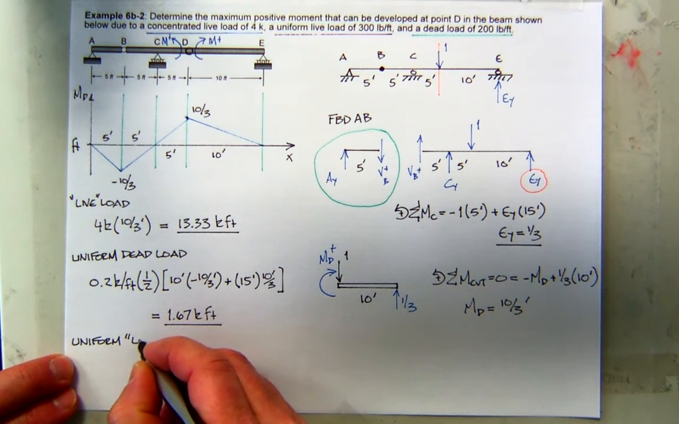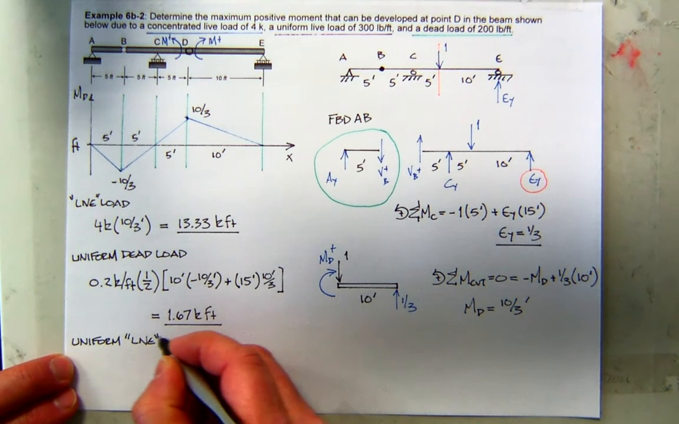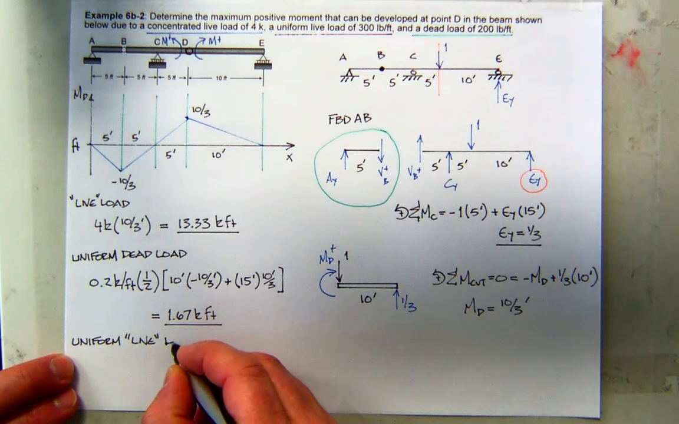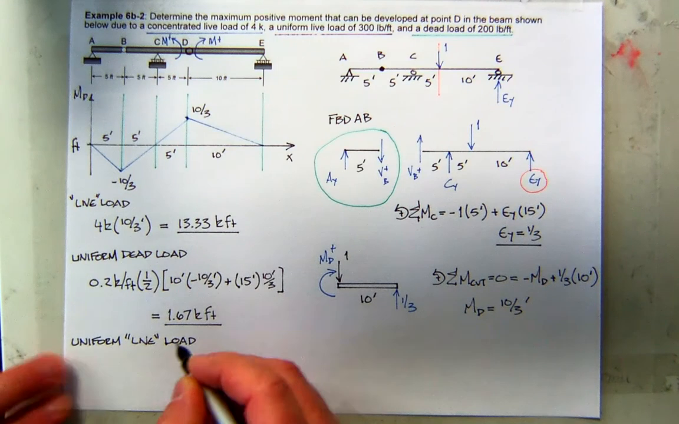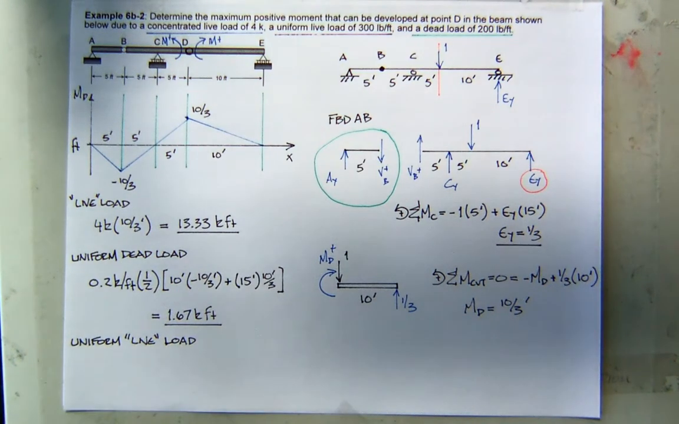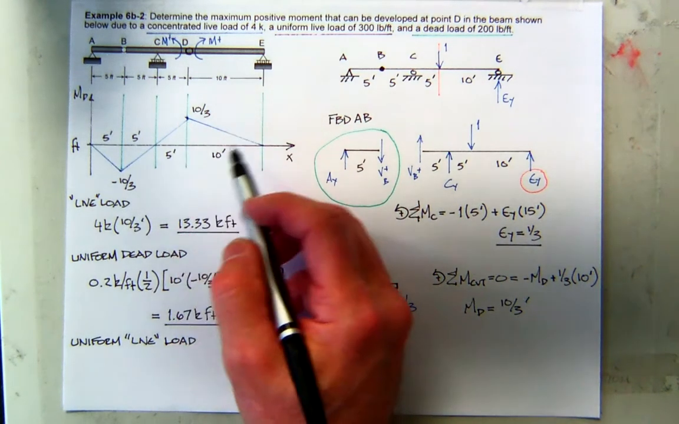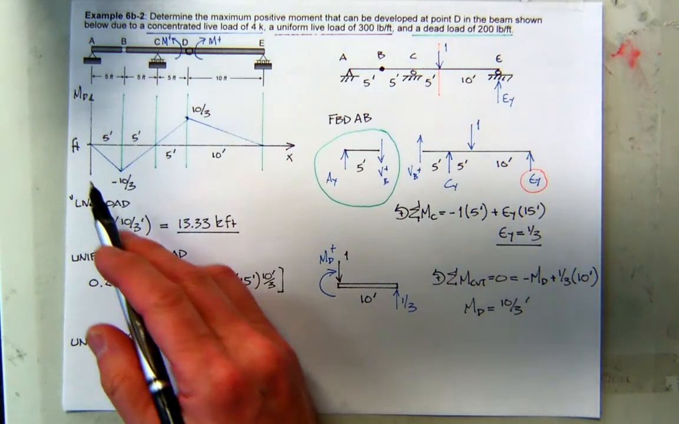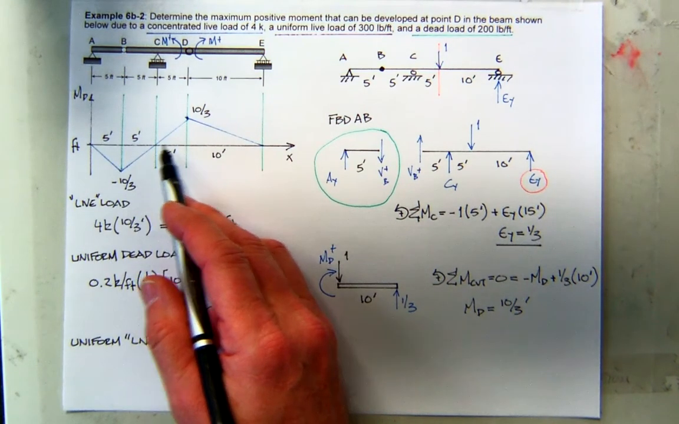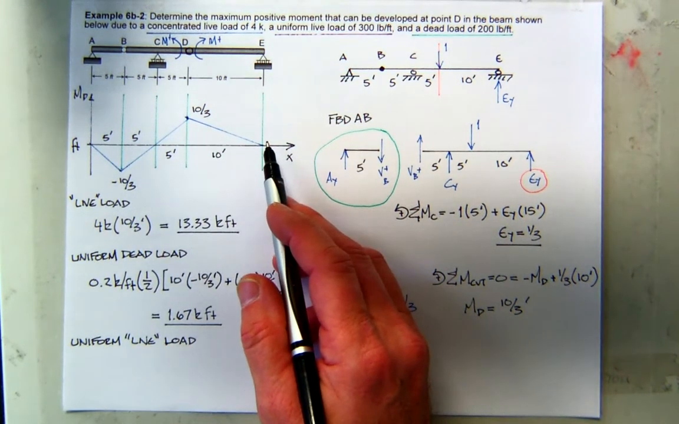live load. Live means it can move around. So think of a dead load or a uniform load that can start and stop, start and stop. Where would you start it and where would you stop it so that it would cover the maximum positive area of your curve? It would start here at 10 and it would go off at E.